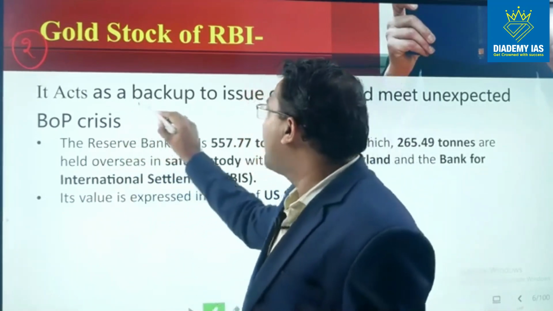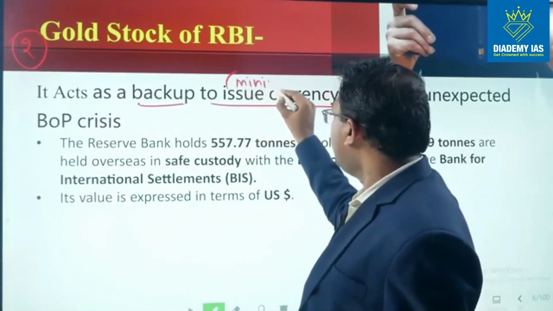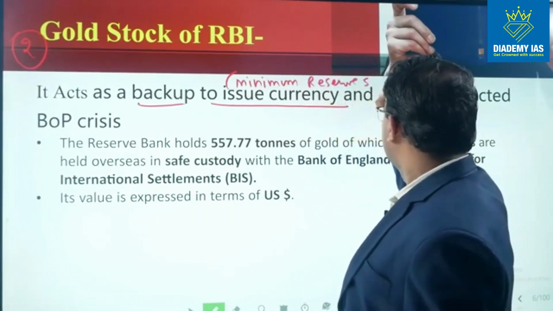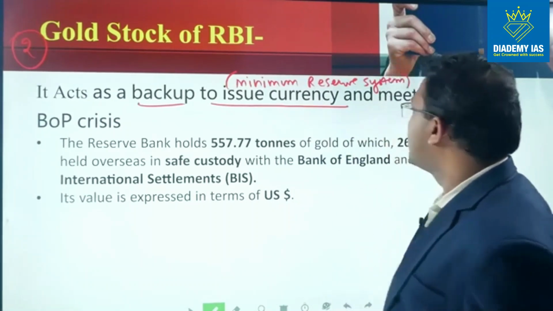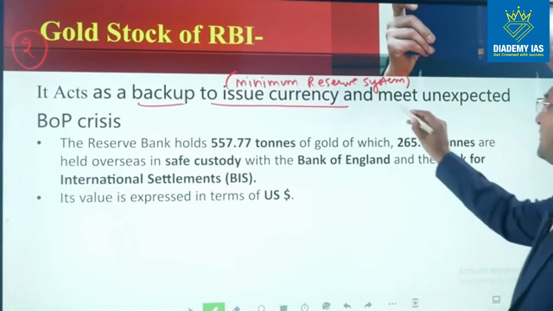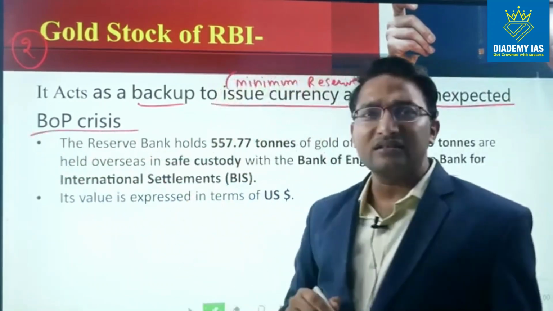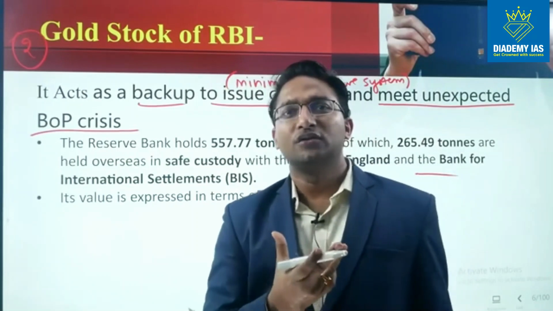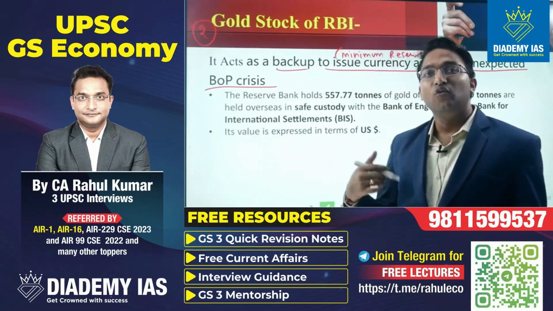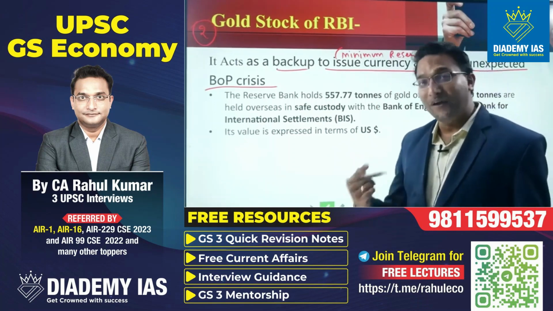So it acts as a backup to the issued currency, right? This is part of the minimum reserve system of RBI, and this is kept to meet the unexpected BOP crisis. So in case there is a BOP crisis, we are short of capital or current account inflows. In that case, we can make the payment from the gold account, right? So this gold can be used in case of BOP crisis.